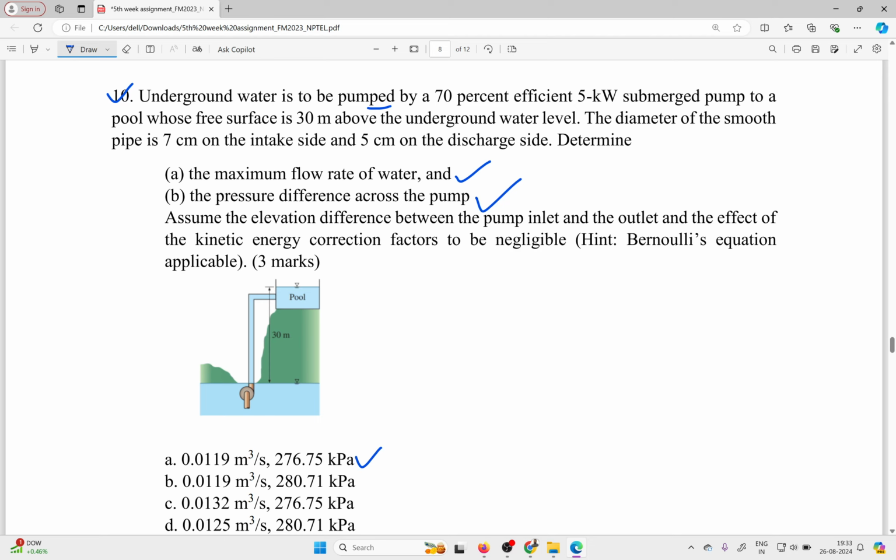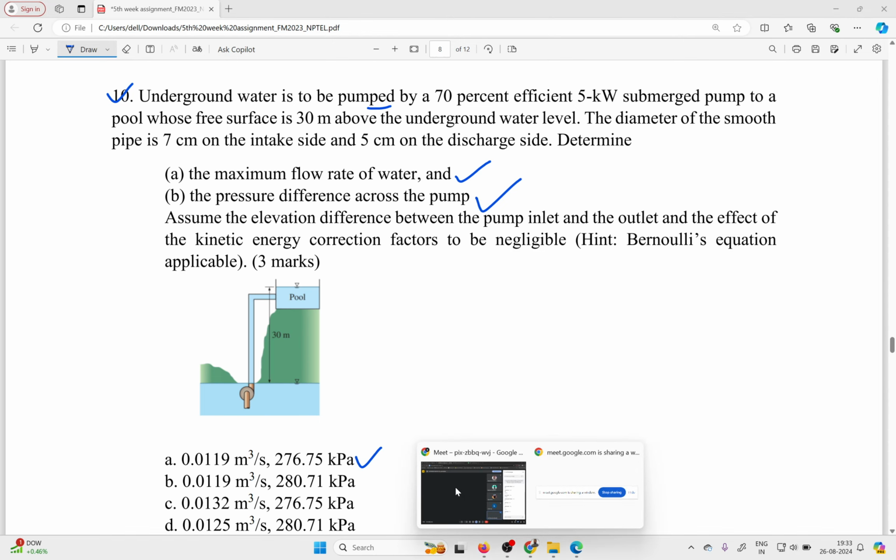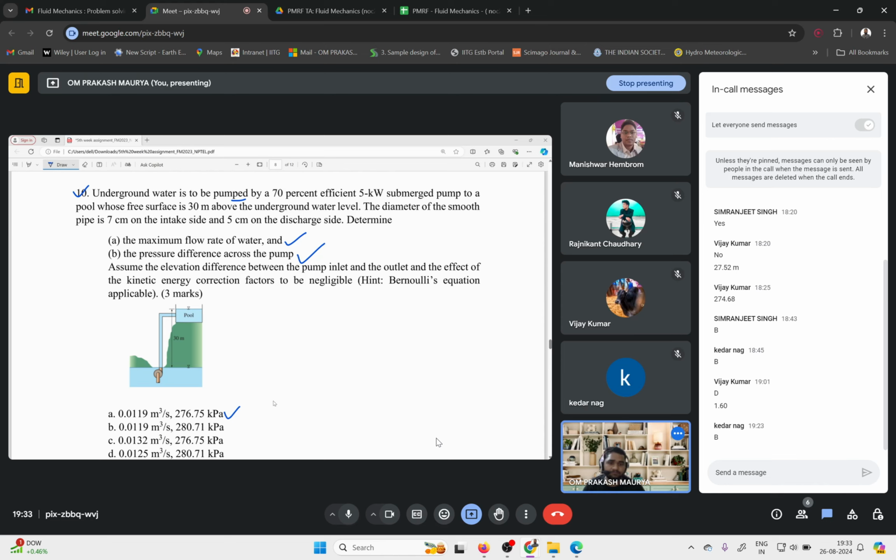So please try to calculate. For this question you have 5 minutes, or you can take 8 minutes also, no problem. Question number 10.